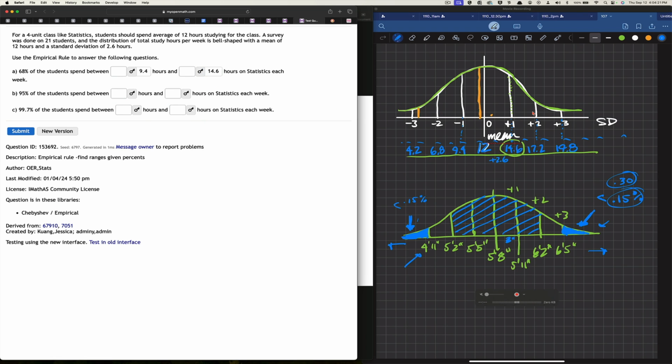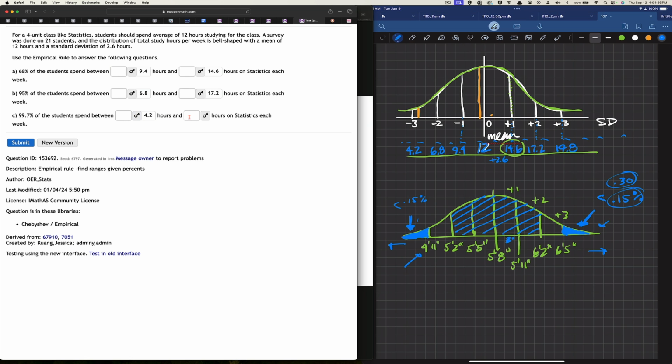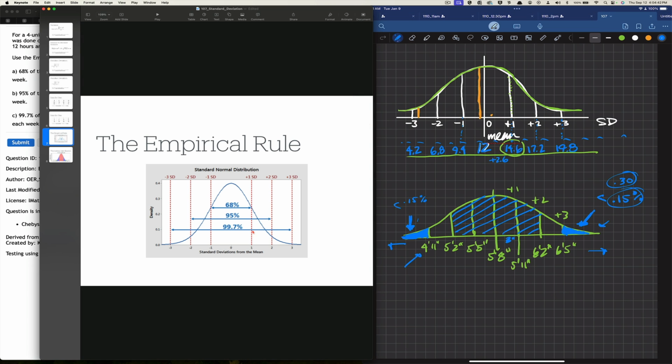95% is between -2 and 2. We calculated that to be 6.8 and 17.2. And then 99.7 is between -3 and +3. That was 4.2 and 19.8. So all you have to do, just sketch a little curve. You could print that out if you wanted to, and use a whiteboard marker on some piece of plastic, lay on top of it, so you don't have to print it out 58 times. Or you can just sketch it and put a 0 there.